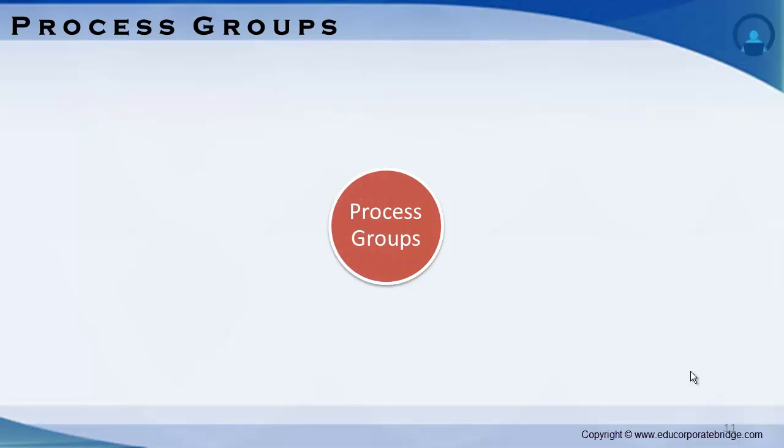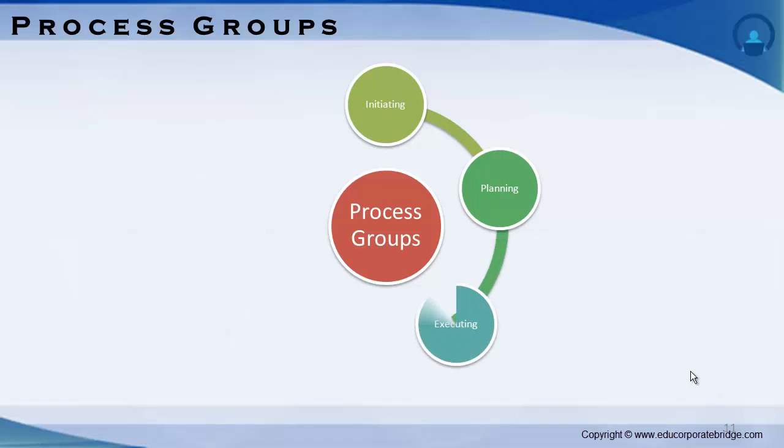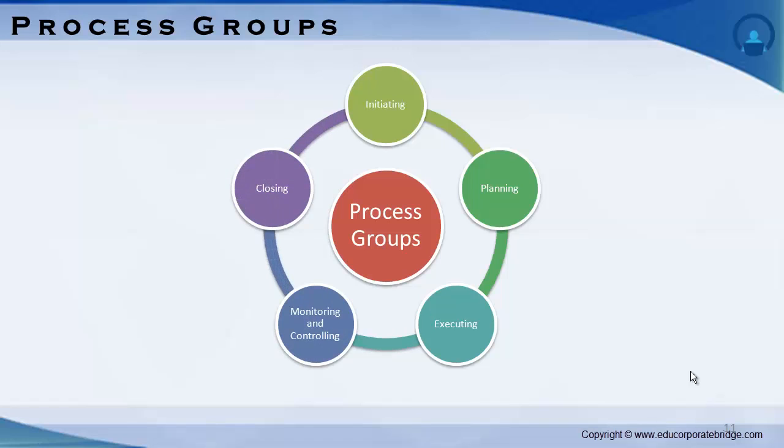Project management is accomplished through appropriate application and integration of the 47 logically grouped project management processes. These 47 processes are categorized into 5 process groups. First, initiating process group, planning process group, executing process group, controlling process group, and closing process group. Let me give you a brief introduction of all these process groups.